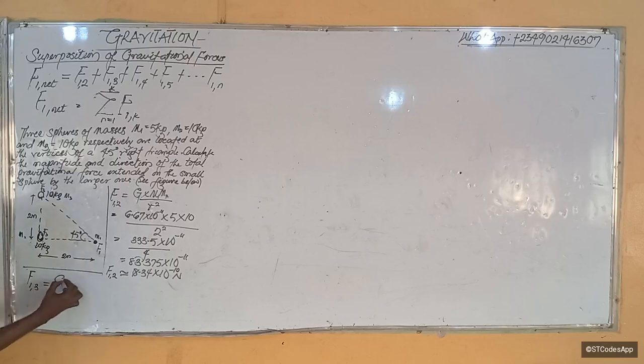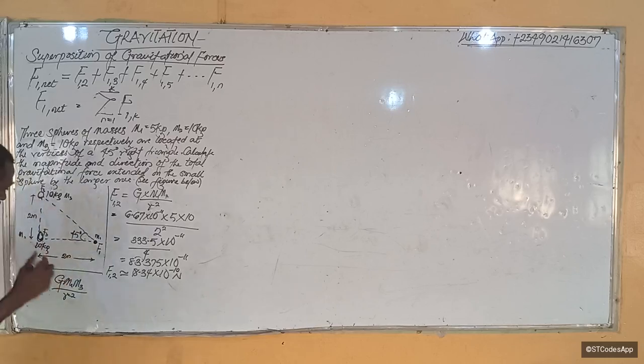That will be equal to the same way GM1 now, but M3 over R squared. So now what's the difference between M1 and M3? Now this distance is not given. So you have to do something.